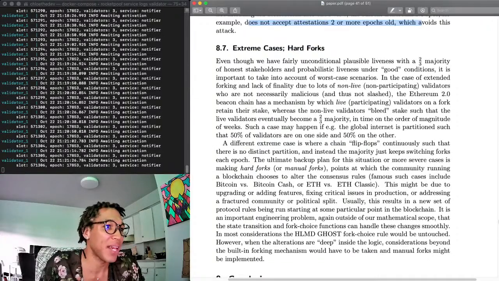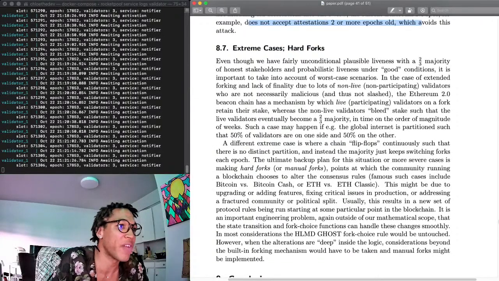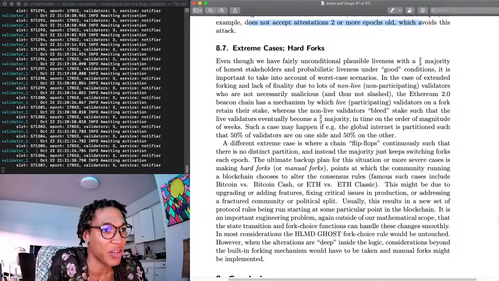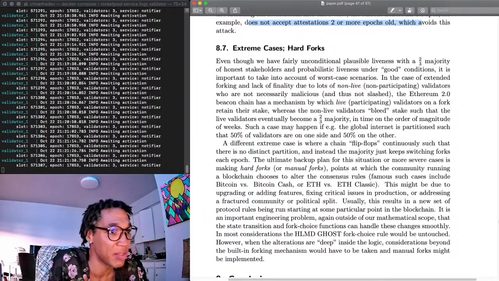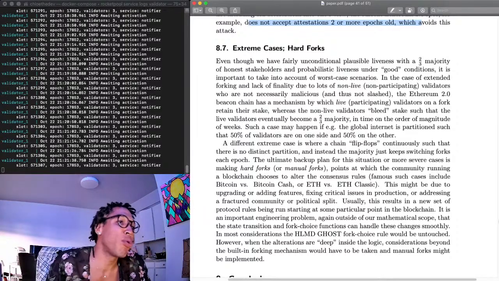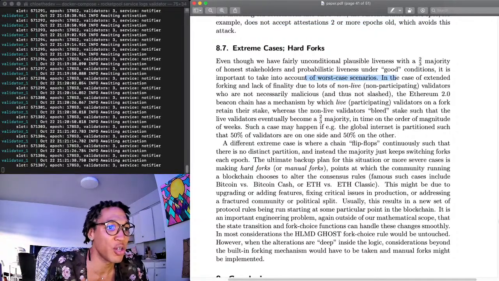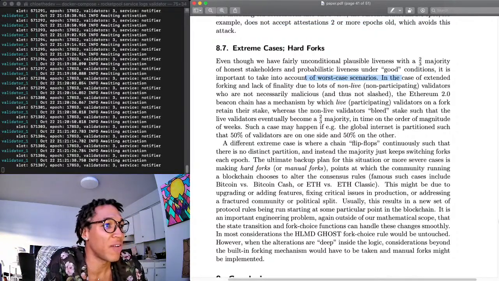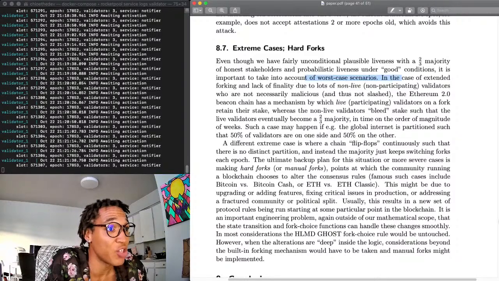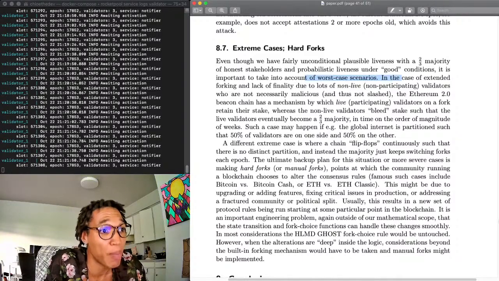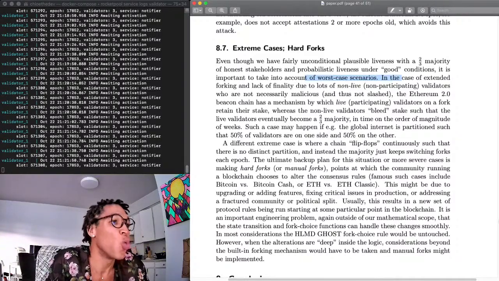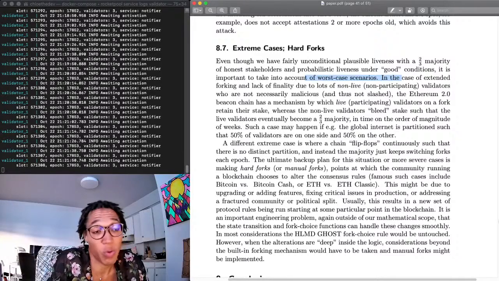8.7, extreme cases and hard forks. Even though we have fairly unconditional plausible liveness with a 2/3 majority of honest stakeholders and probabilistic liveness under good conditions, it is important to take into account the worst case scenarios. In the case of extended forking and lack of finality due to lots of non-live, non-participating validators, which we have now, who are not necessarily malicious and thus not slashed, what we have right now.